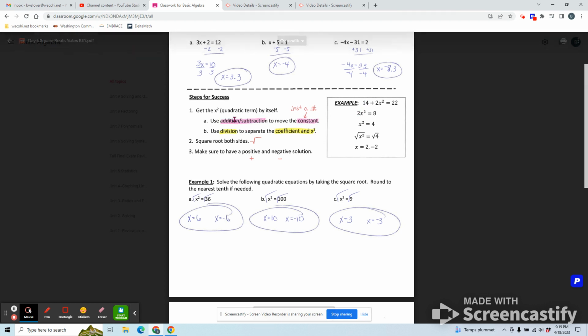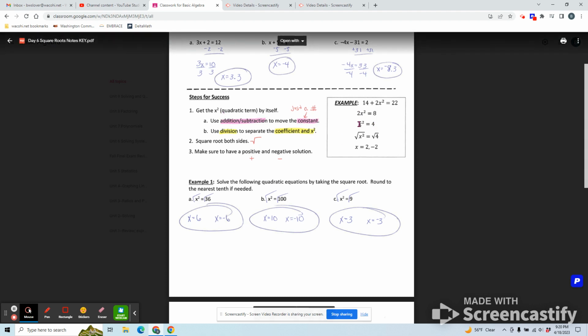Once that's done, or if I don't have to move a constant, I go to the next step, which is use division to separate the coefficient and x squared. So I'm already telling you what operation is going to happen. You're going to divide by that coefficient if it's there. So I divide both sides by 2 because the coefficient of the quadratic term is 2. Divide by 2, I get x squared on the left and I get 4 on the right.